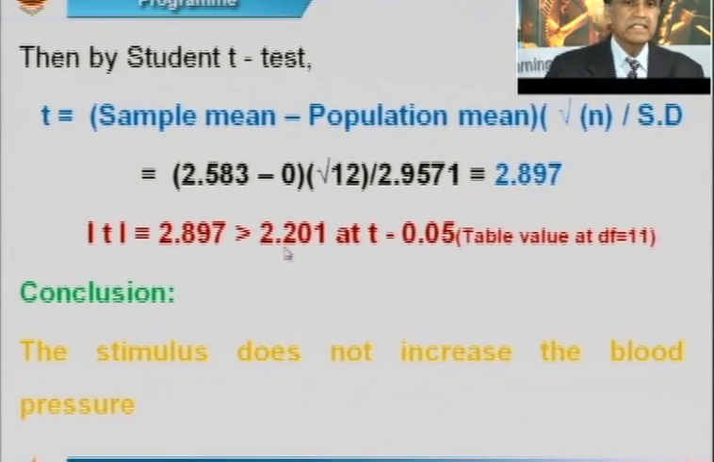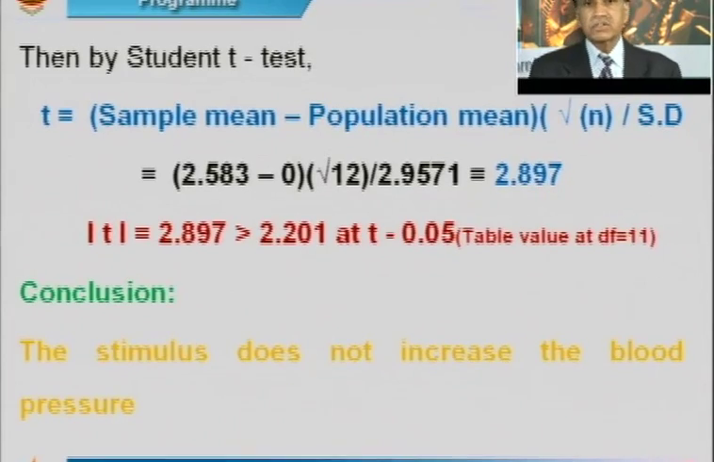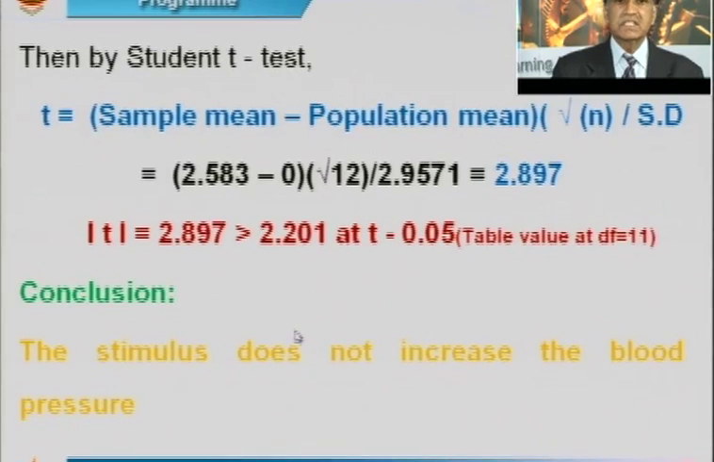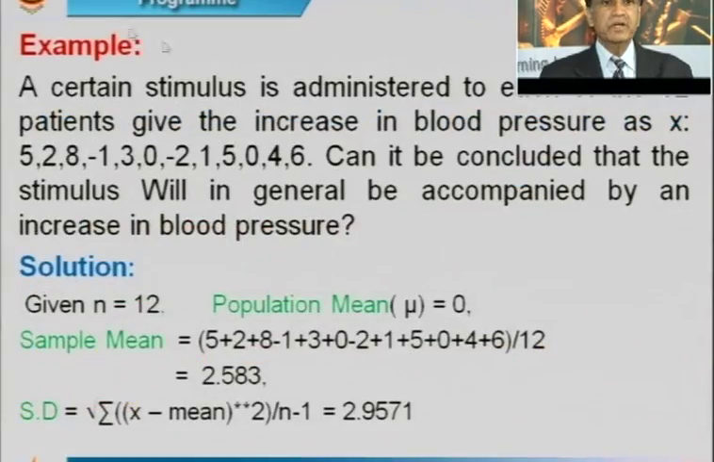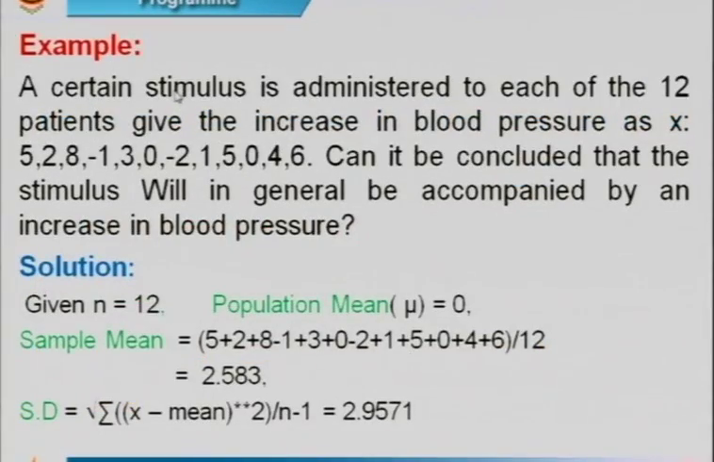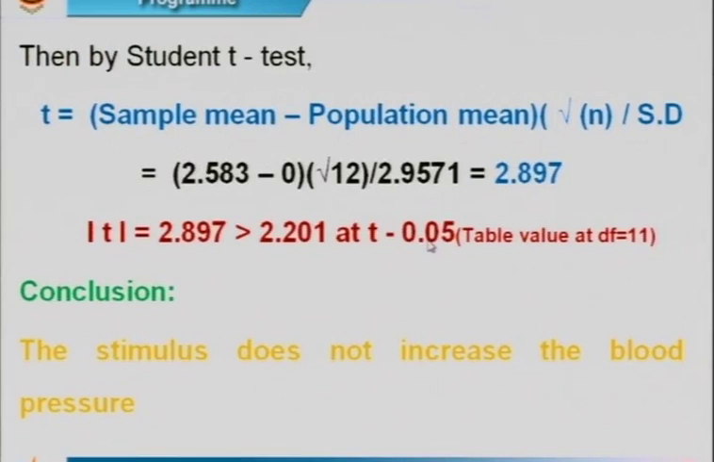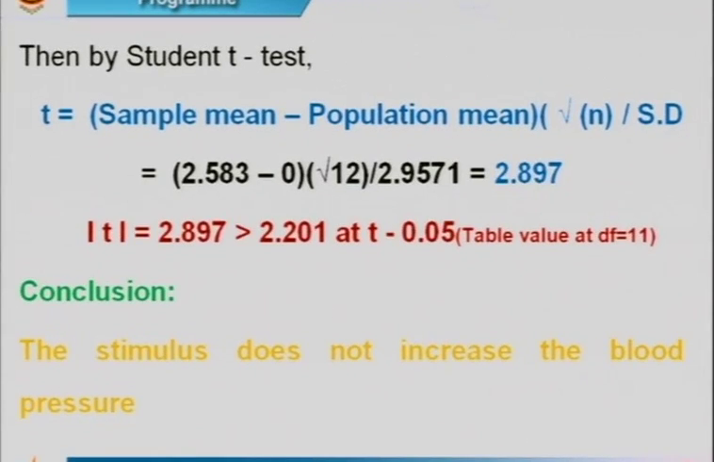Therefore, when it is beyond the level of significance, that is, at 5% level of significance, then it is obvious that the stimulus does not increase the blood pressure. That means there is no relationship between the stimulus which is administered to the patients and the increase in blood pressure of the particular patients. Therefore, this much is the conclusion by the t-test, but only at 5% level of significance. We talk about these two standard levels, that is 1% and 5% level of significance.